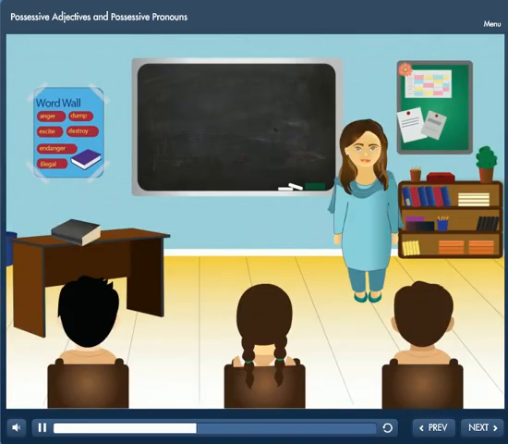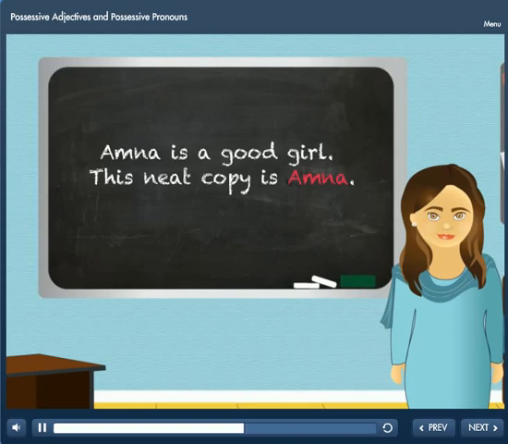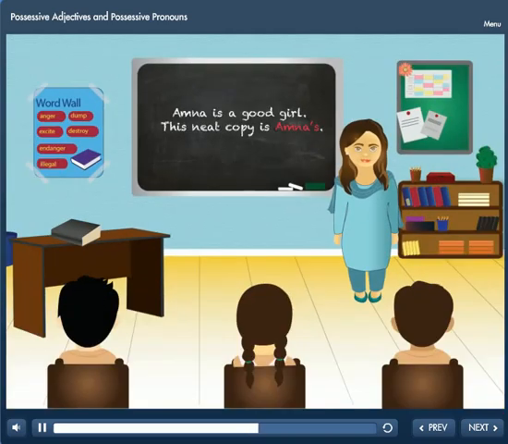Children, who does this copy belong to? Amna. Good. Now let's try to make a possessive sentence. Amna is a good girl. This neat copy is dash. Amna's. Good. We will write Amna, then an apostrophe, then an S. This copy is Amna's. Remember how we learned that pronouns can come in place of a noun?